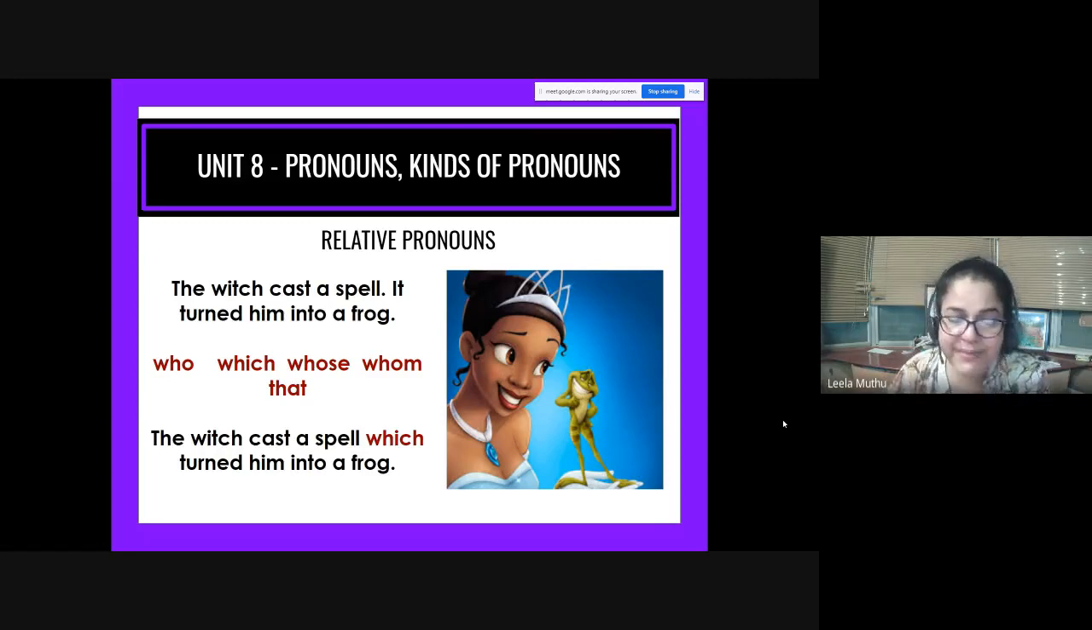Okay? So the witch cast a spell which turned him into a frog. Which turned him into a frog, because we're talking about the spell. Which did something. Which turned him into a frog. Okay? So this is a cartoon which I really loved. If you can watch it, The Princess and the Frog, watch it.